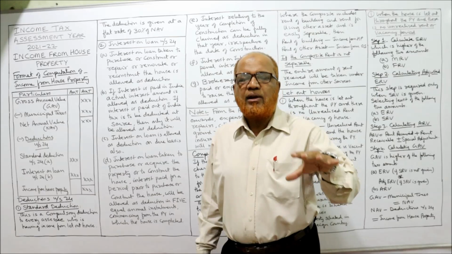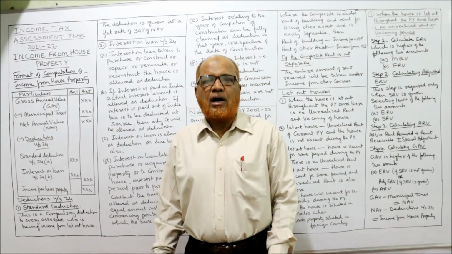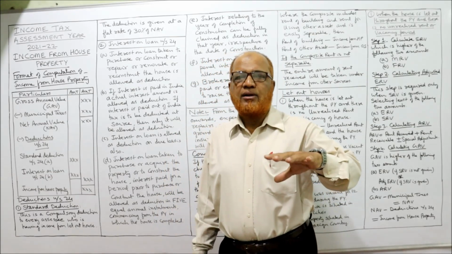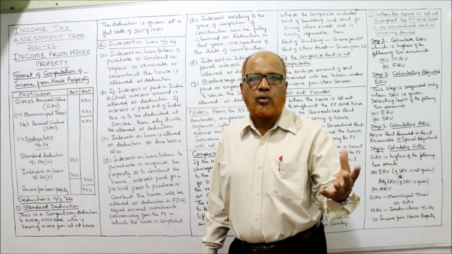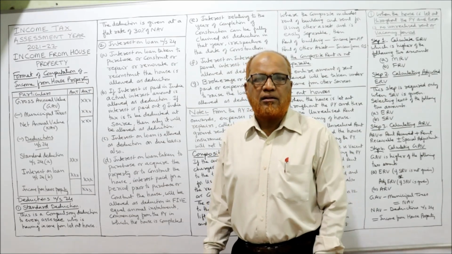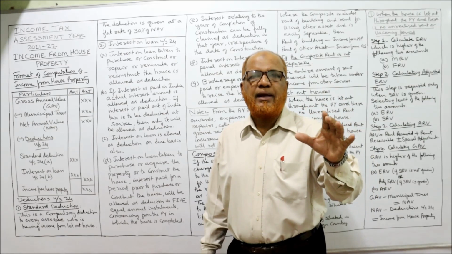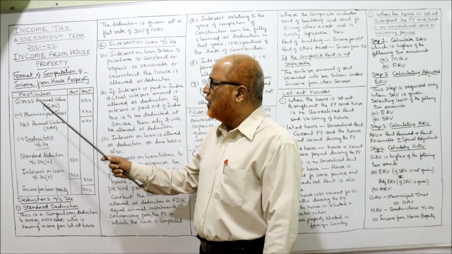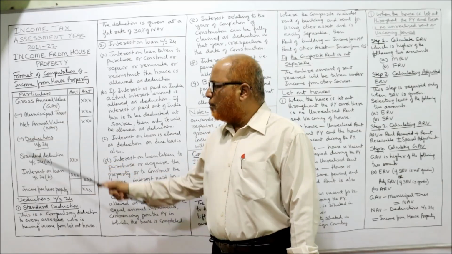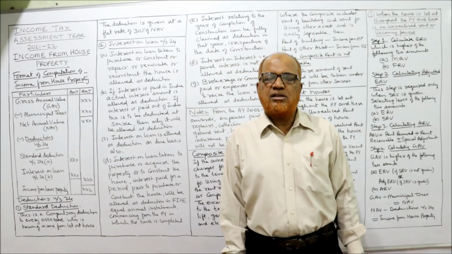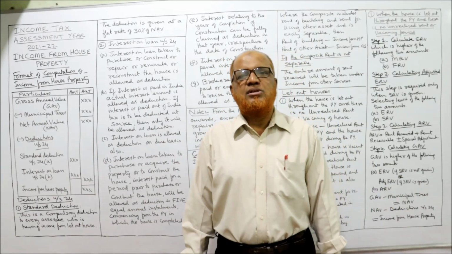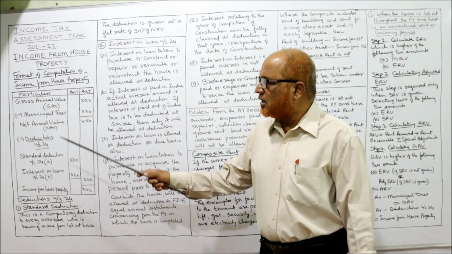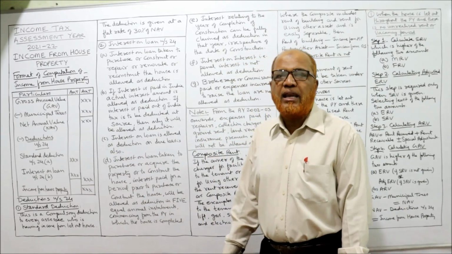The gross annual value depends on whether the house is governed by the Rent Control Act or not governed by the Rent Control Act. Different steps are there. While doing the problem, I'll explain how to calculate the GAV, gross annual value. After finding gross annual value, deduct municipal taxes, which will be given in the problem, or sometimes are called local taxes. We will get net annual value, NAV.